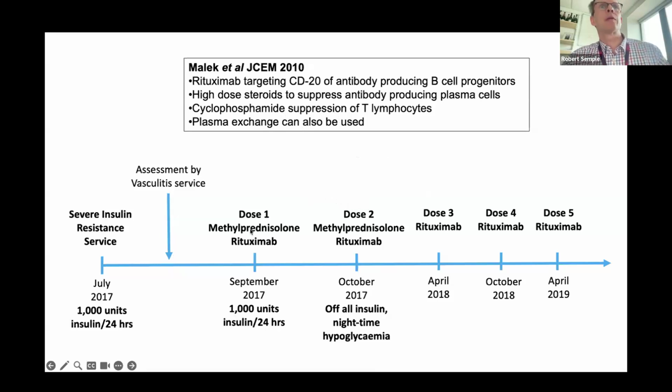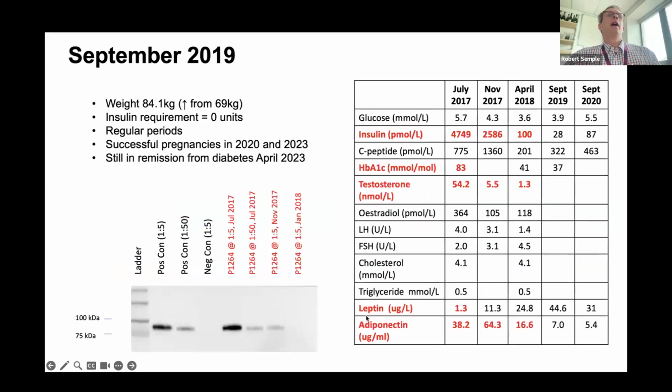This was the regimen of this particular lady who went from having 1,000 units of insulin per 24 hours to being off insulin within the space of just a few months. And so you can see by 2019, she had enormously regained weight. It's a horrible catabolic condition, type B insulin resistance. She wasn't taking any insulin, and in fact, she went on to have successful pregnancies.